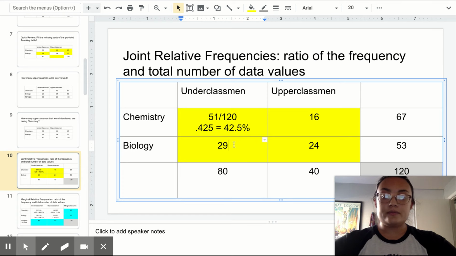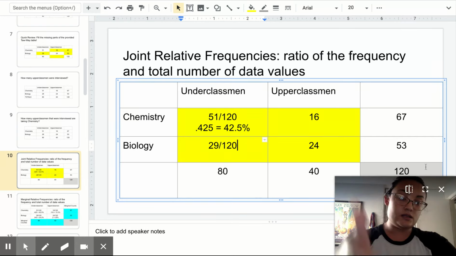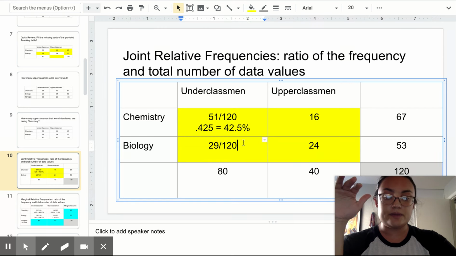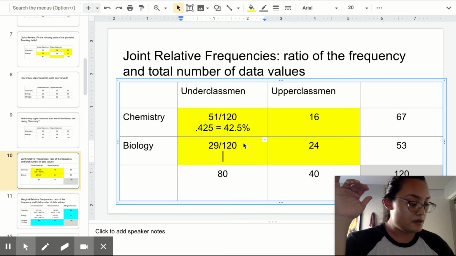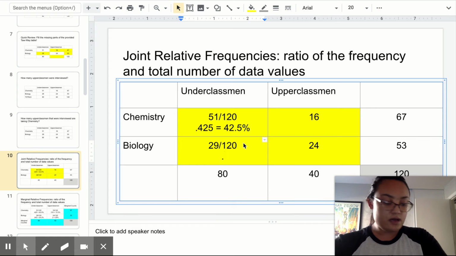Again, I have my 29 who are underclassmen taking biology, so that's where I'm looking now. I'm going to divide it by 120. You're like, oh, Miss Rare, why 120? Because 120 is the total number of people who were interviewed, so I'm always dividing by that 120. So 29 divided by 120 is not as pretty. Again, make sure you have a calculator. 29 divided by 120 is about 0.242, which as a percent would be 24.2%.